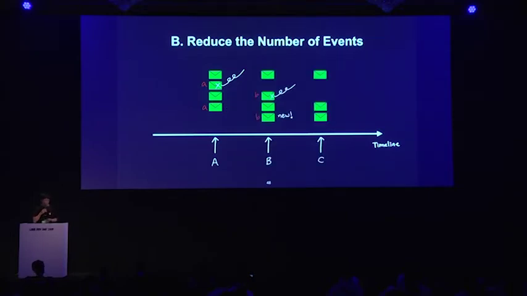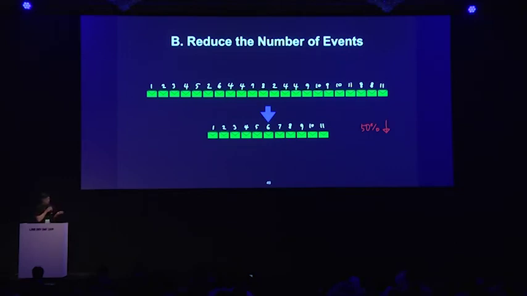A similar situation happens at point B. If you see this diagram, there are 5 events in total, but at point C, it's okay to download only 3 events. So by merging events, the total number of events can be reduced quite a lot. That's the basic idea we applied.